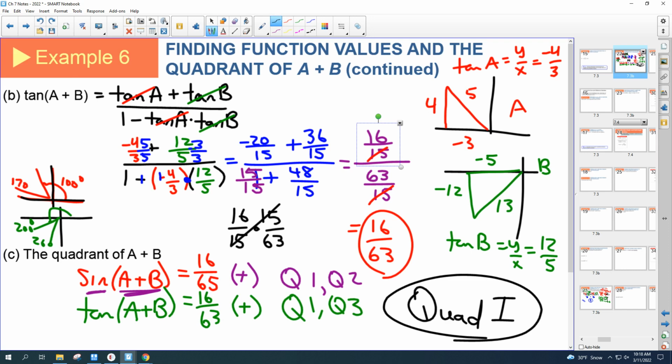So who cares what the numbers are? 100 degrees, 260 degrees, whatever. Doesn't matter. We know we're in quadrant 1.